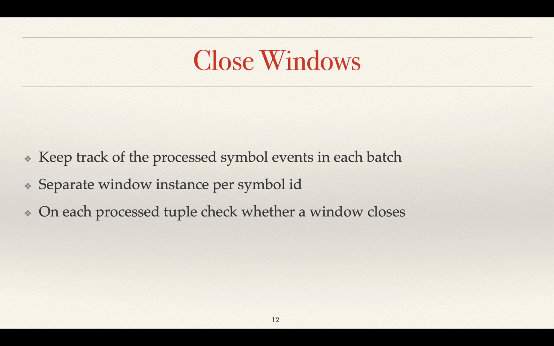To do this, we keep track of all the processed events for each batch. Now, keep in mind that there is a separate window instance per symbol, and for each incoming event for that symbol that the operator processes, we check if we can safely close a 5-minute time bucket. So let's see how these checks work through an example.